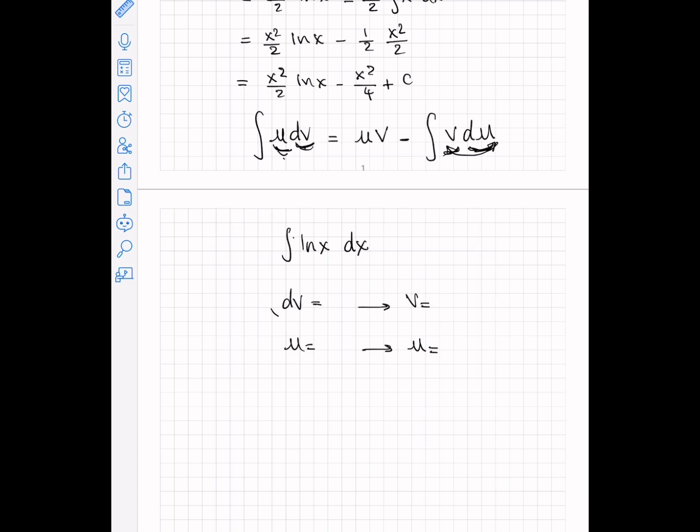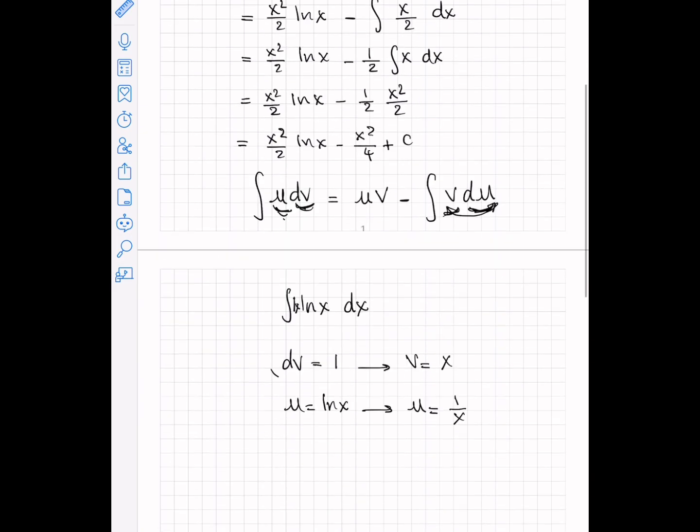Now, which one is easier to find an antiderivative for? Obviously, we're trying to find the antiderivative of ln x, or the integral, so it's impossible to put ln x here. We have 1 times ln x, so we're going to put 1 here, and the antiderivative of 1 is x. So automatically, ln x is going to be u, and what's the derivative of ln x? It's 1 over x.